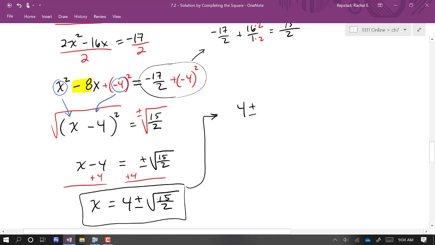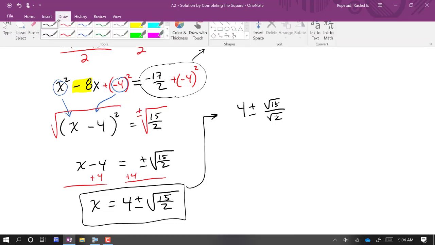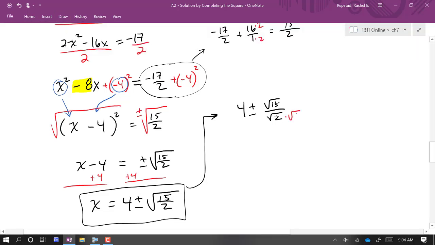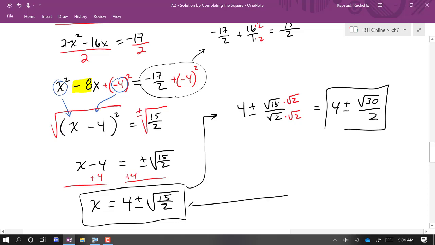Now, if we want to simplify here, the first step would be, let's split up that radical over division. And then we'll rationalize this denominator. So times root 2 times root 2. So we get 4 plus or minus the square root of 30 over 2. And, as I said before, you could leave it in this form, or you could rationalize. Either's okay.